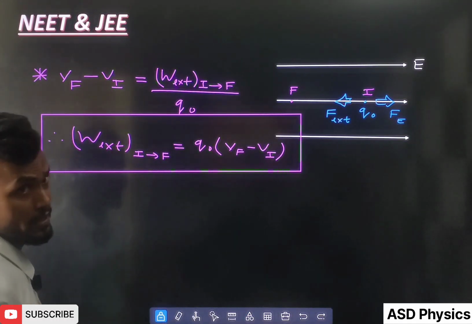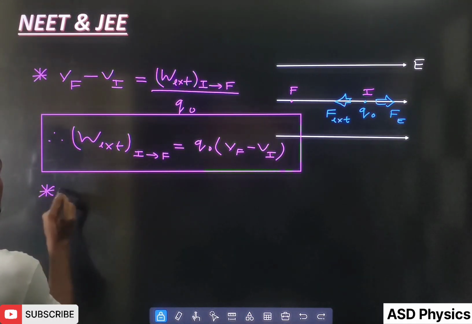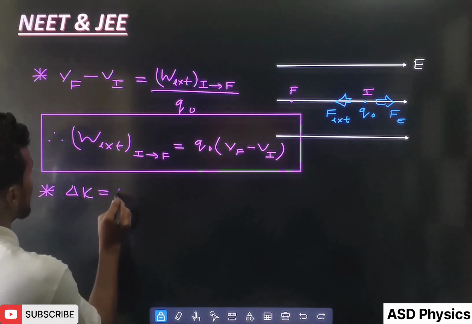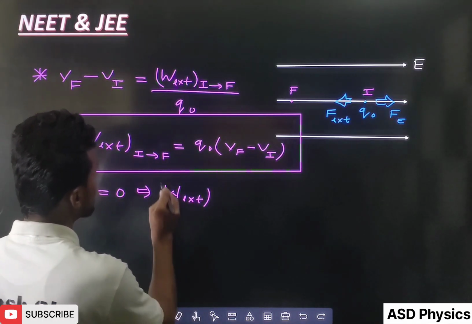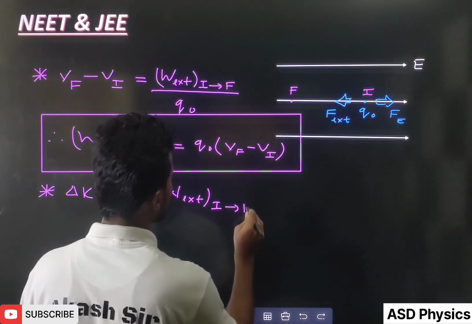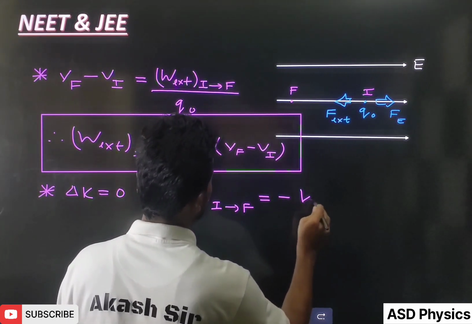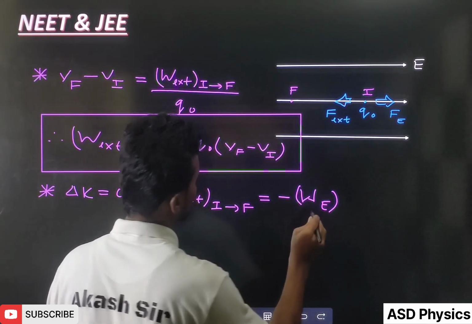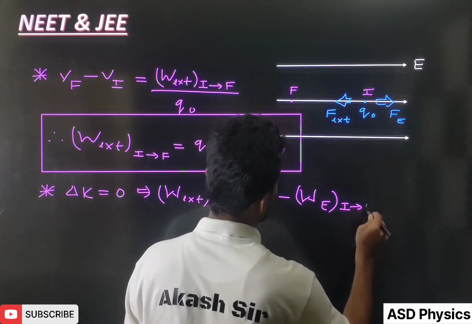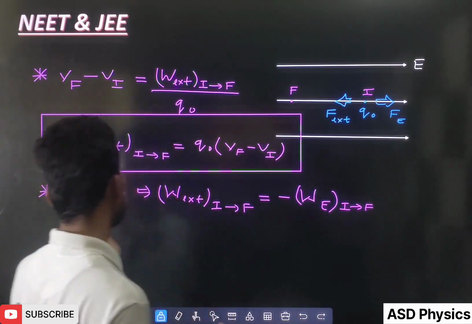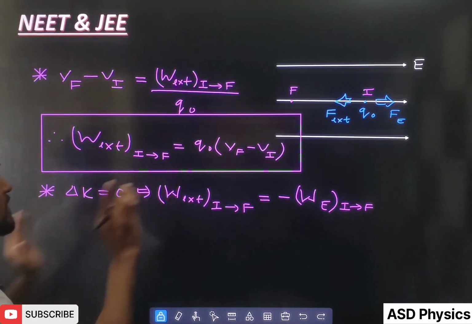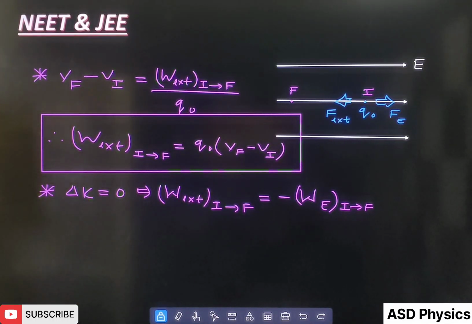After that, remember that if the kinetic energy is constant, or delta K equal to 0, we can write that the work done by the external force from I to F will be equal to minus the work done by the electrostatic force from I to F. Okay, this is the work done by the external force, this is the work done by the electrostatic force, but delta K should be 0. Okay, this is the basic. Kindly see very well, is it?